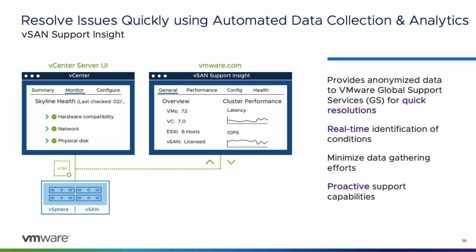vSAN Support Insight enables a better support experience for our customers. It helps provide VMware Global Support Services, GSS, with data about customers' vSAN and vSphere environments. This data is anonymized and then uploaded to VMware's Analytics Cloud, where it is processed and converted to useful information such as configuration specifics, performance, and health status. GSS can get to the troubleshooting effort faster when less time is spent on gathering the data. What does this mean for a vSAN customer? Faster time to resolution and a direct way to help VMware improve the product experience.